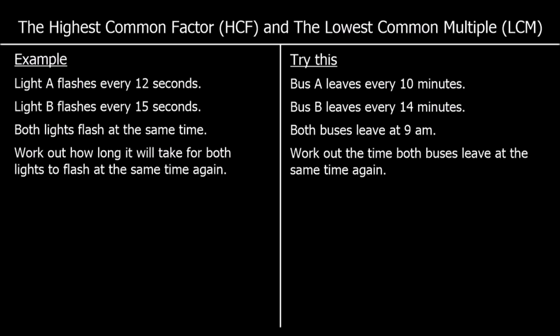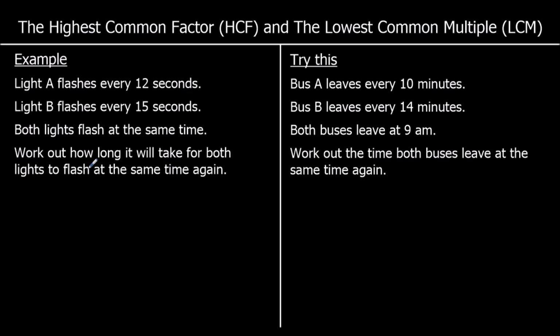Here we've got a common exam type question. So it says light A flashes every 12 seconds. Light B flashes every 15 seconds. Both lights flash at the same time. Work out how long it will take for both lights to flash at the same time again. So what the question's asking us for is the lowest common multiple of 12 and 15.